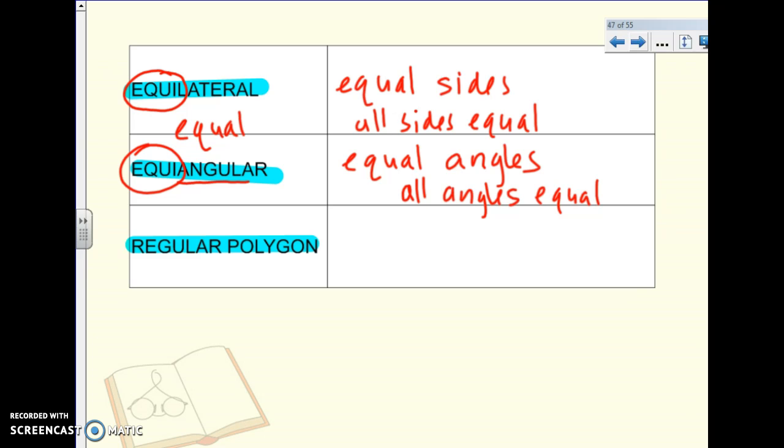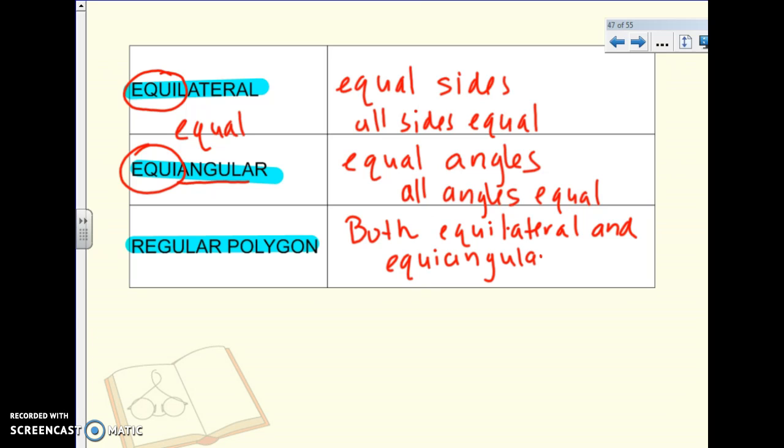All right, and then we have regular polygons. And that just means, because as I was saying, not all polygons are going to be, just because they're equilateral doesn't mean they're necessarily equiangular. Sometimes you have to prove that. But a regular polygon is both equilateral and equiangular.